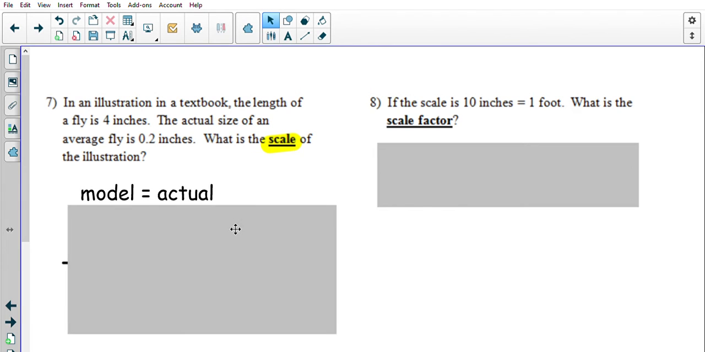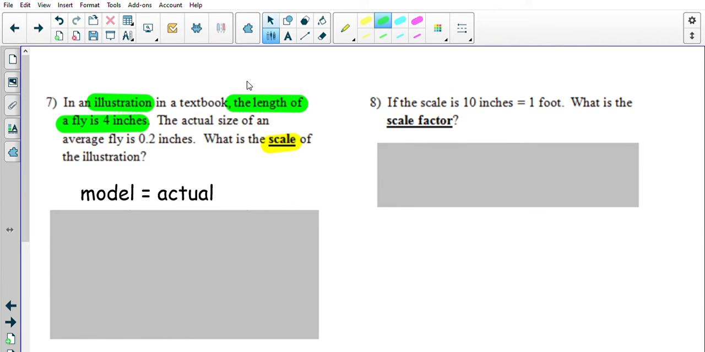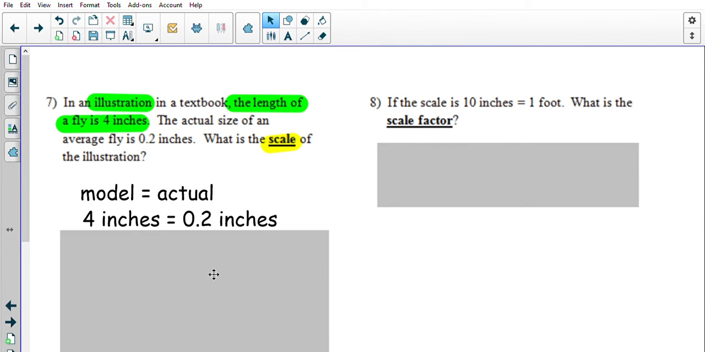I want to make sure. I feel like I copied and pasted this from pre-algebra and I had a mistake that I fixed. So let's see if I fixed it here or if it still has the wrong solution. So we know that our model is the illustration in this case. The length of the fly is 4 inches, so that's going to go on the left-hand side. Good, I did fix it.